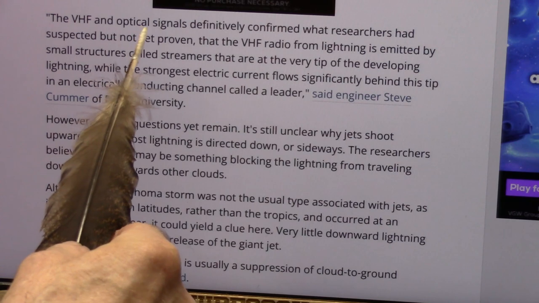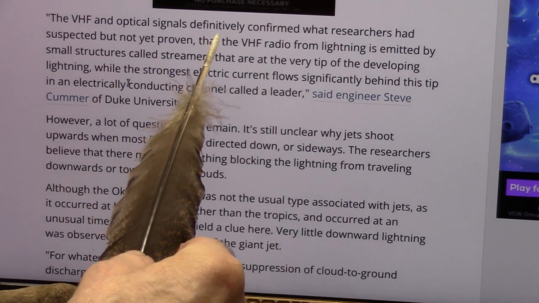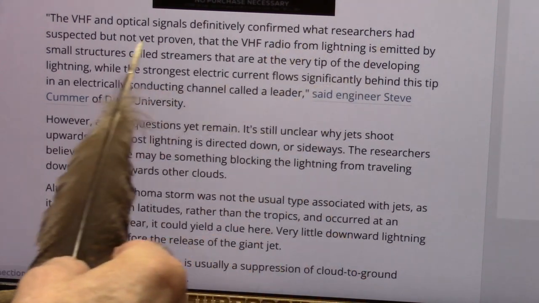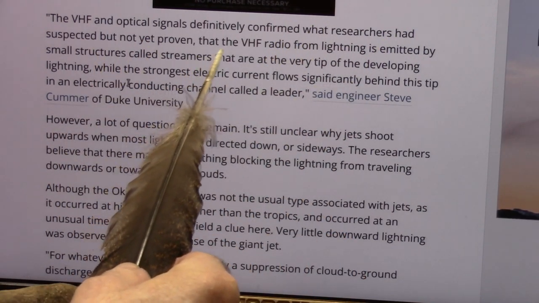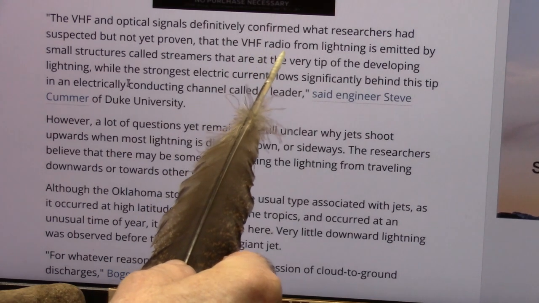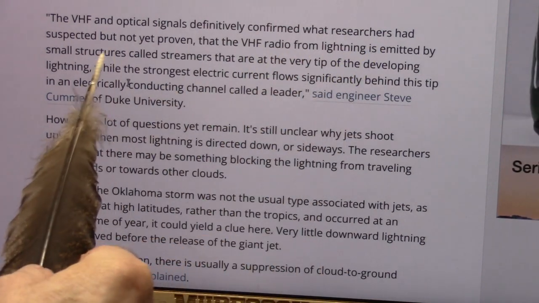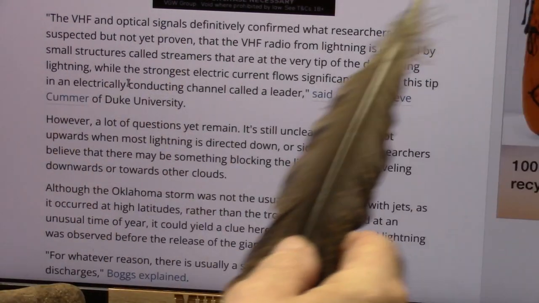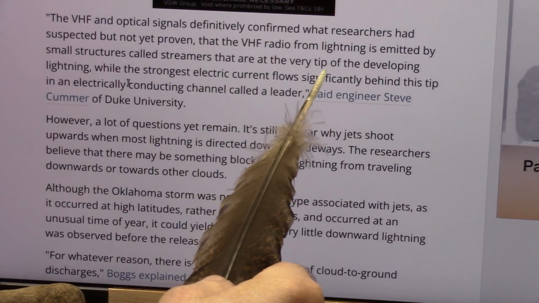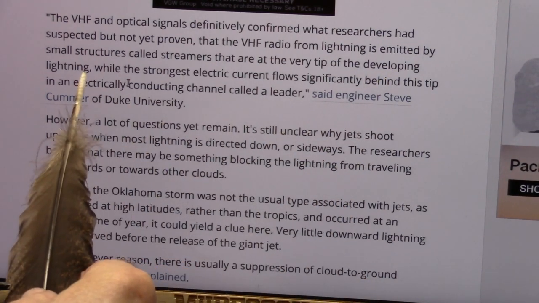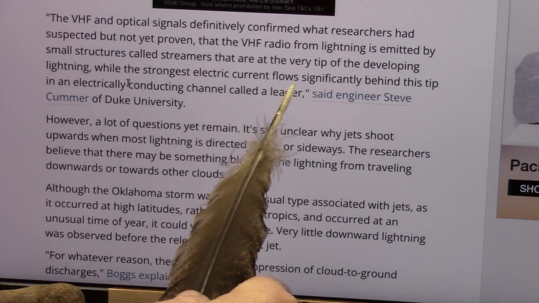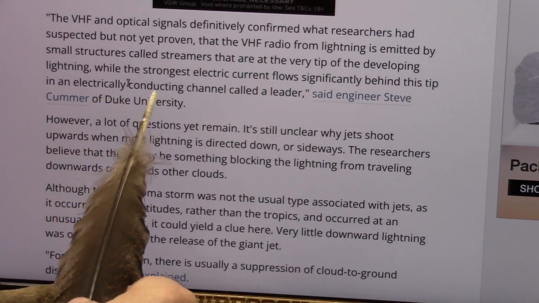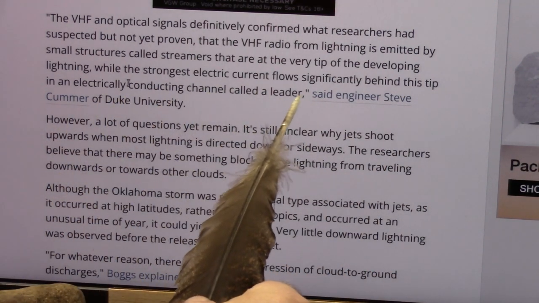The VHF and optical signals definitively confirmed what researchers had suspected but not yet proven. The very high frequency radio from lightning is emitted by small structures called streamers. These are those little, I'll show them to you, that are at the very tip of the developing lightning, while the strongest electric current flows significantly behind this tip in an electrically conducting channel called a leader.